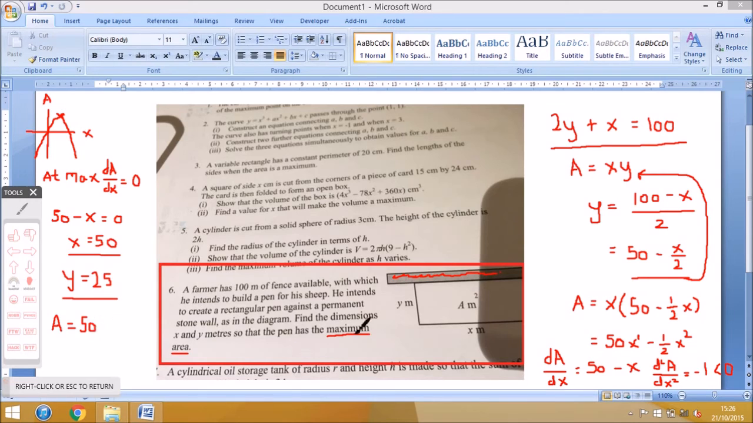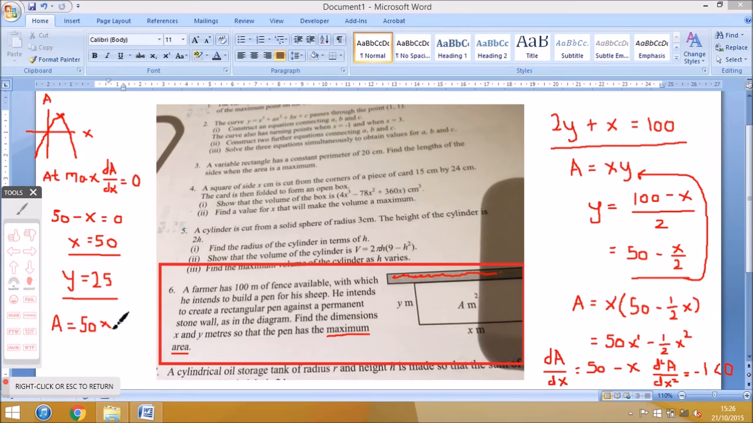Remember, to maximize A, the x value has to be 50. We proved that earlier on by using differentiation. And the y value, using this equation here, also has to satisfy this equation up here, because the length of the fence has to be equal to 100, so 2y + x = 100. We know that to maximize the area, x has to be 50. So when x is 50, that means y has to be 25.